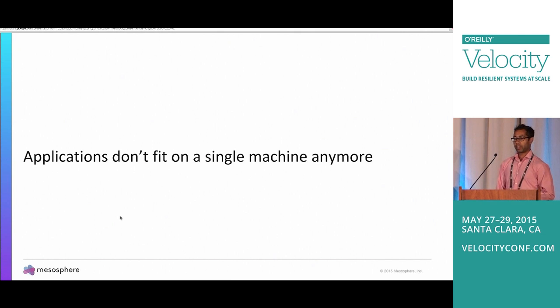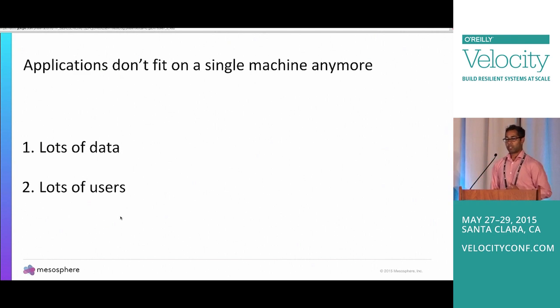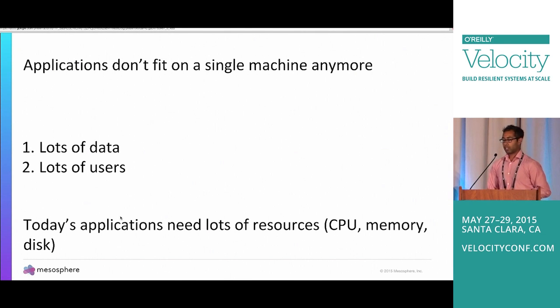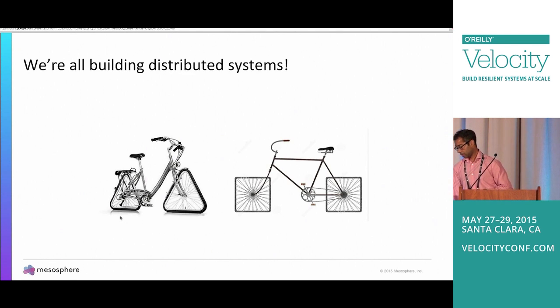Furthermore, applications don't fit on a single machine anymore, and you'll probably know this. We have lots of data, lots of users. Most people have at least 100 nodes running in their cluster, if not more, because all of our applications need lots of resources, and resources are things like CPU, memory, and disk. And so really everyone is building distributed systems, but a lot of times people will reinvent the wheel. We'll go to a lot of effort to re-implement the same primitives every time we want to build a distributed system.